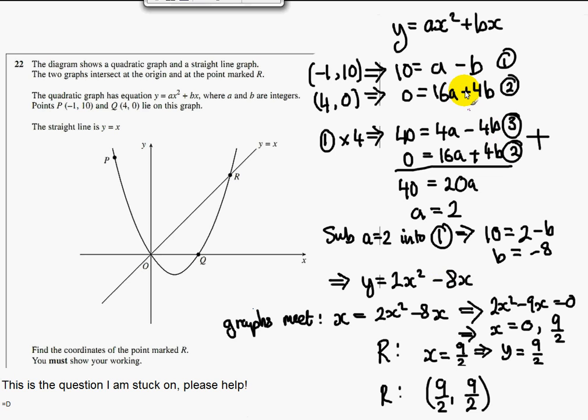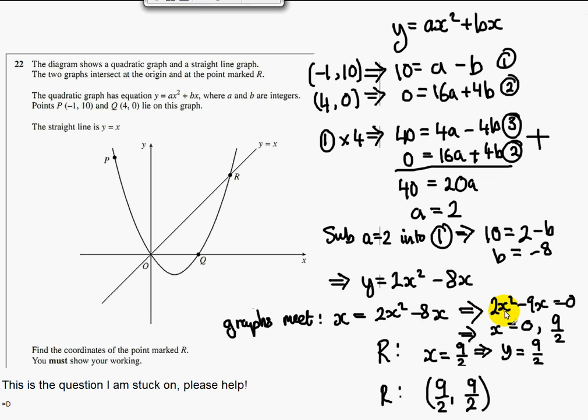So we've done a bit of simultaneous in this method. We've got two linear equations, now we've got a linear and a quadratic. To solve them simultaneously you have to use the substitution method. So when two lines cross, to solve it algebraically, to work out what x is, the point of where it crosses, you have to just use simultaneous equations by substitution. So basically you get this: x equals 2x squared minus 8x, because I've substituted y equals x. So you get x equals blah blah blah.